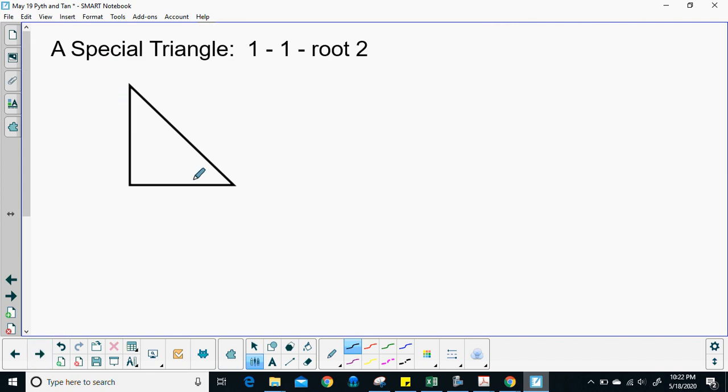There is a special triangle, and this gets used a lot in construction, actually. And this is the 1, 1, 2 triangle. So there's a 1, there's a 1. When I've got triangles that have two sides the same, remember that's an isosceles triangle.